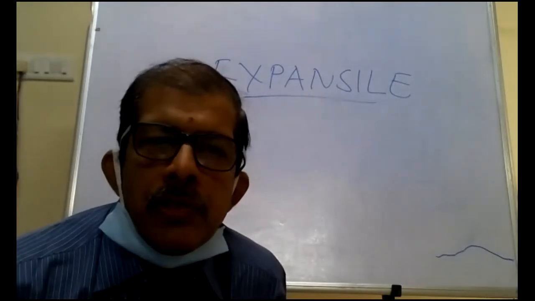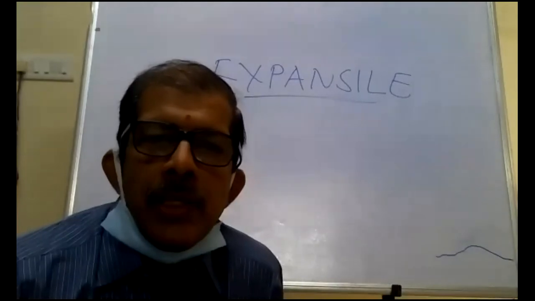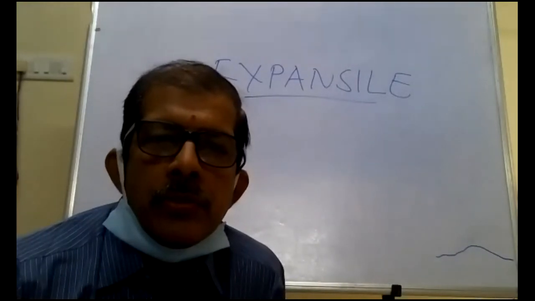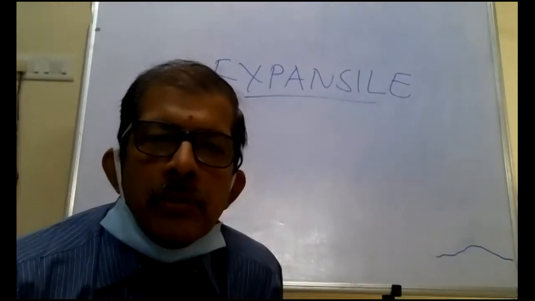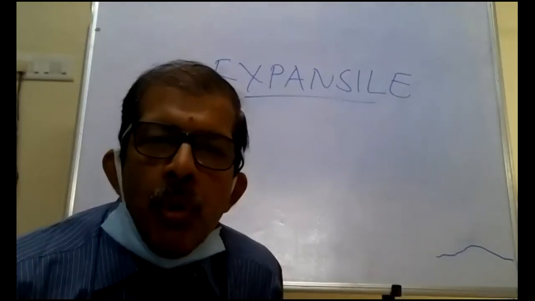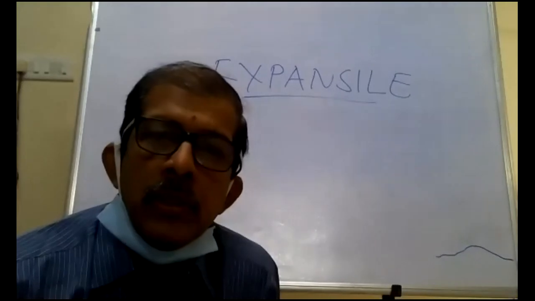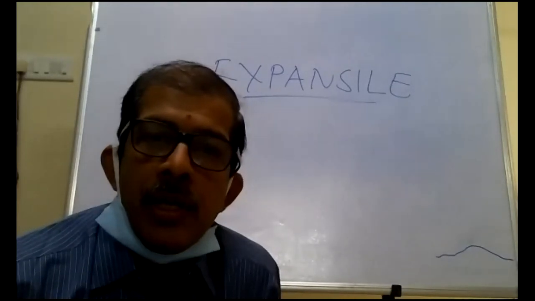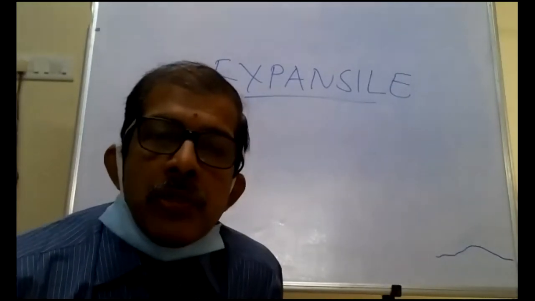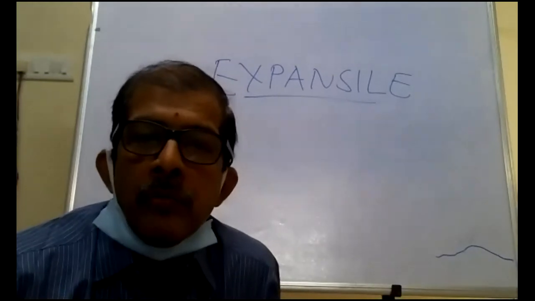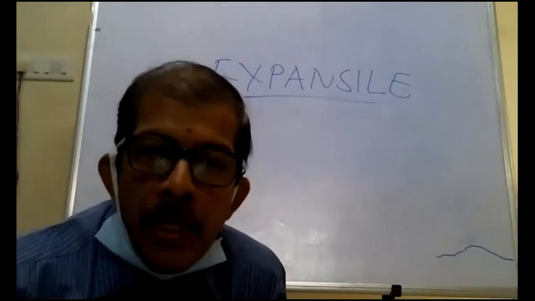Fixed to the underlying structure, which structure is the swelling fixed to? Suppose it is fixed to deep. How deep? Deep to bone. So "it is fixed to underlying muscle" is wrong. Somebody has typed fixed to underlying muscle. No. Fixed to underlying bone. Then only it is immobile.